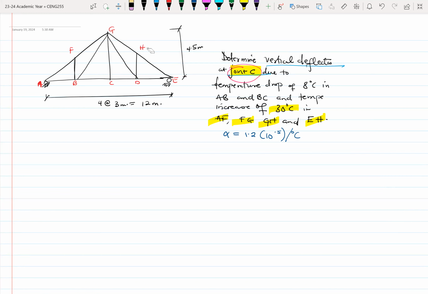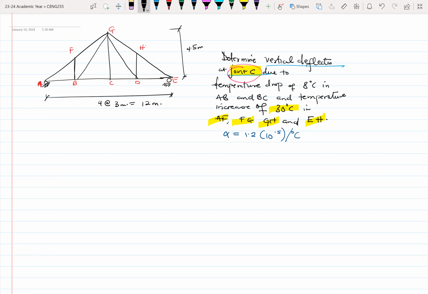All right, so we are to determine the vertical deflection at joint C due to a temperature drop of 8 degrees Celsius in members AB and BC. And also we should determine the temperature increase of 30 degrees in members AF, FG, and EH. So here we are not experiencing any external loads, but rather we are experiencing a change in temperature.